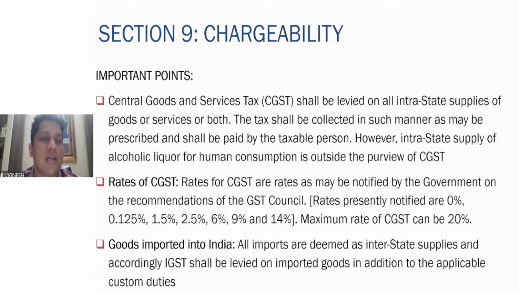So therefore, the total has to be considered for the purpose of allocating the GST rate. So if I say 9% is the CGST rate, a total of 18% GST has to be collected, out of which 9% is central government and the other 9% is the state government. Maximum rate of CGST can be 20%, which means along with SGST, it can be 40%.